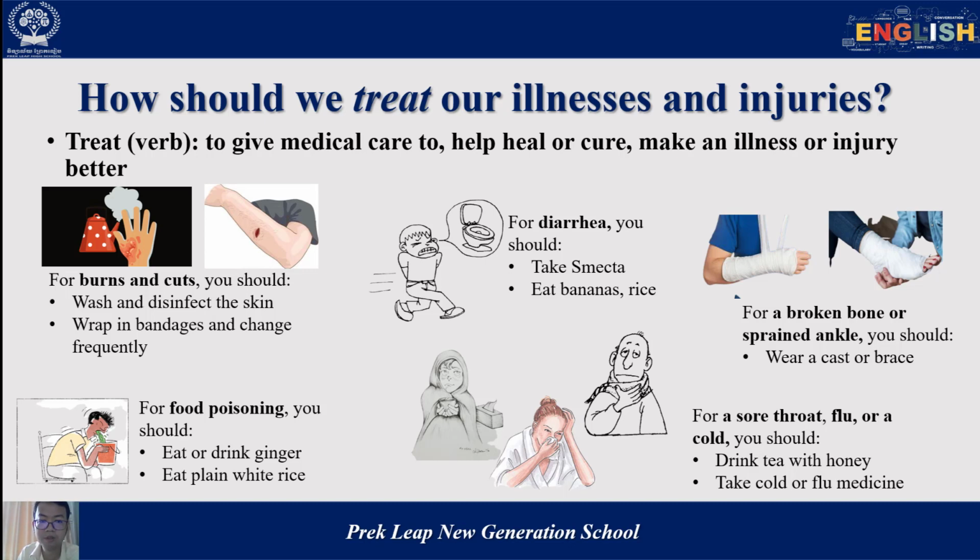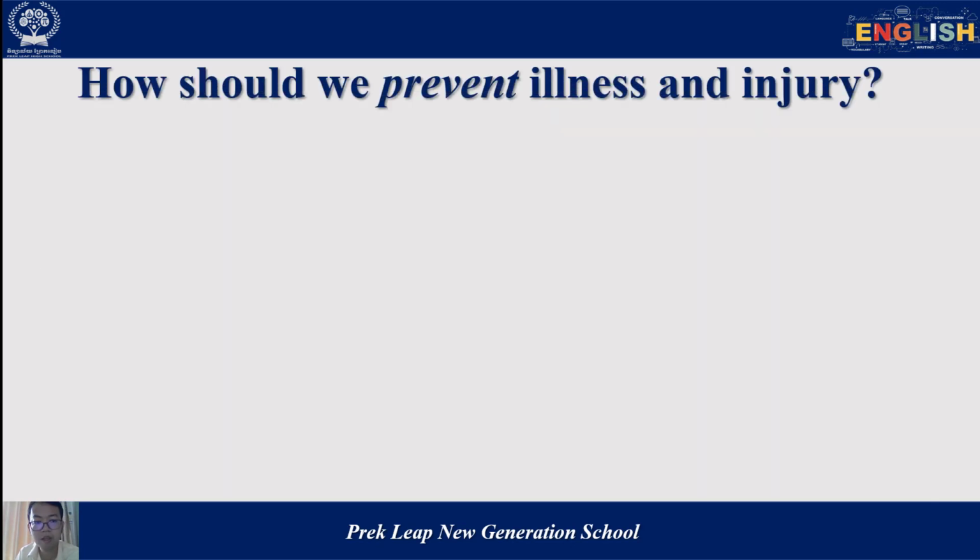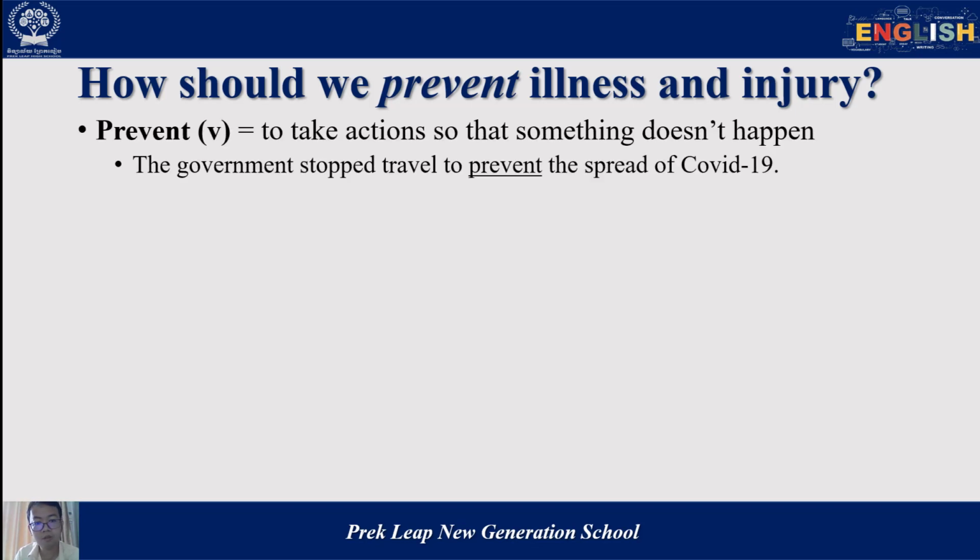So here are some ways to treat your illnesses and injuries. And how to prevent illness and injury. If you prevent something, you take action so that those bad things won't happen to you guys. For example, if you don't want to get a burn, you should prevent yourself. You should be more careful.